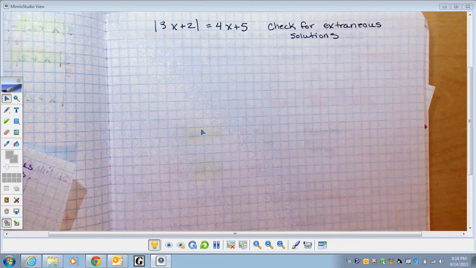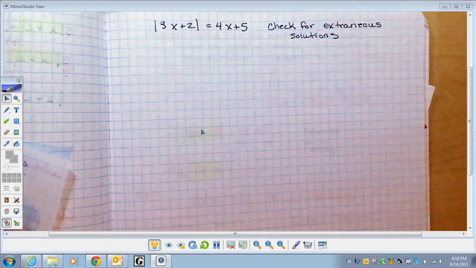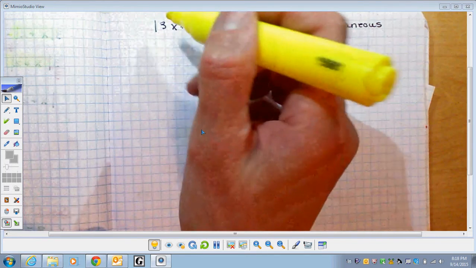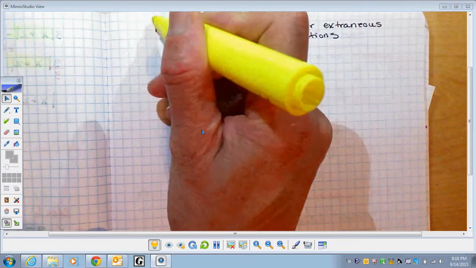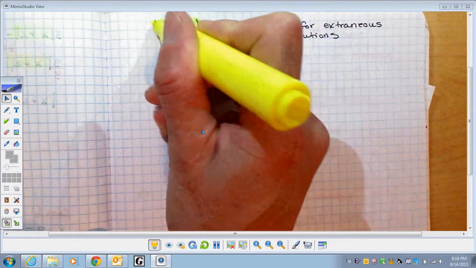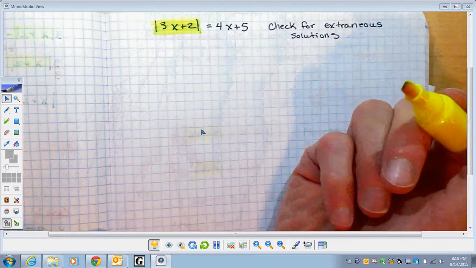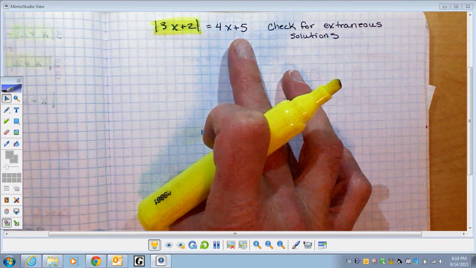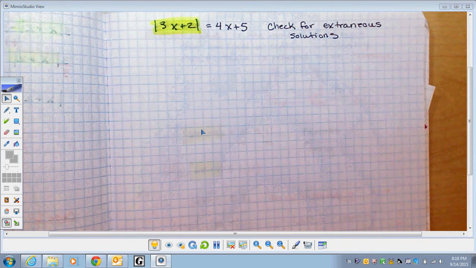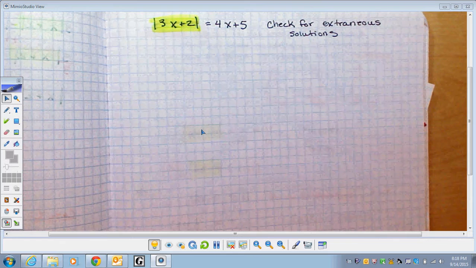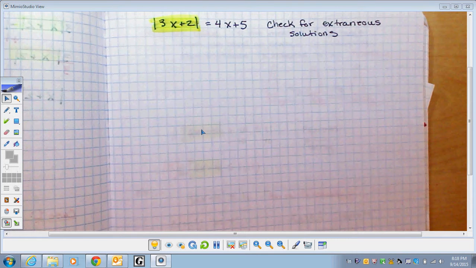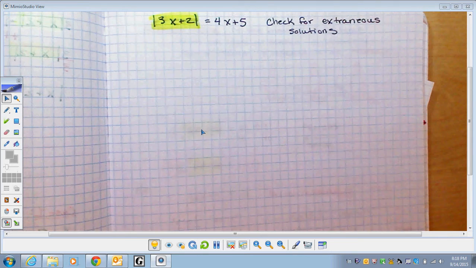This is a weird looking absolute value equality. We've not seen one like this before, where we have the absolute value expression on the left, but we have an expression on the right as well. So if we just keep the same rules in mind, we're able to solve this problem.